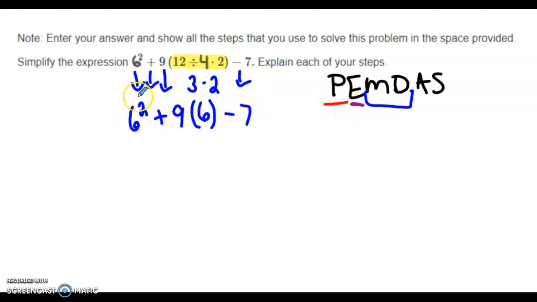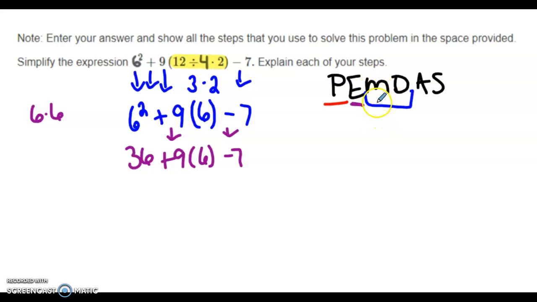Next step says exponents, and we do have an exponent. We have 6 squared, and remember the exponent tells you how many times you're multiplying it. Since my exponent is 2, I know that I'm multiplying 6 twice. And 6 times 6 is 36. And I'm just going to plop everything else straight down. All right, the next thing in my order of operations is to multiply and divide. And I do have multiplication right here in the middle. So I'm going to go ahead and do that. I have 9 times 6, which is 54. So I'm going to get 54 here and then just bring the rest straight down.